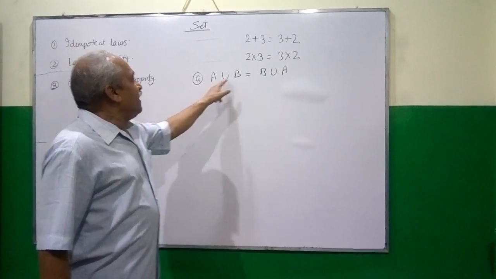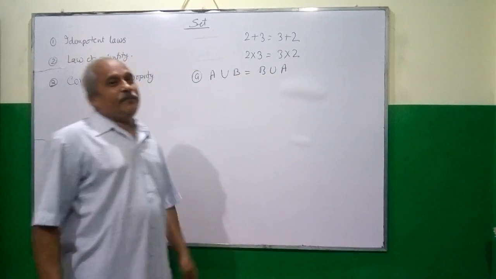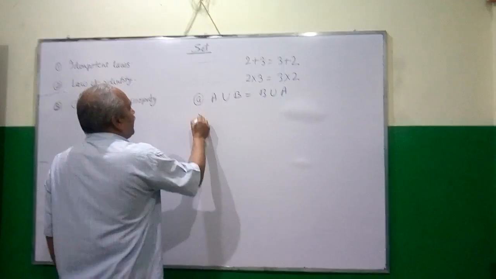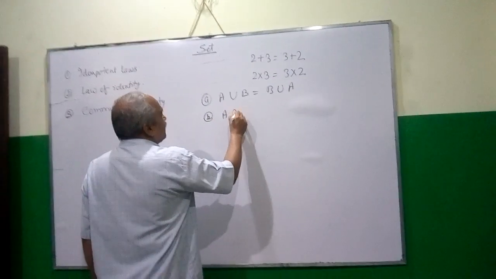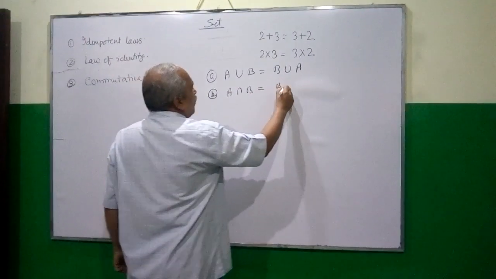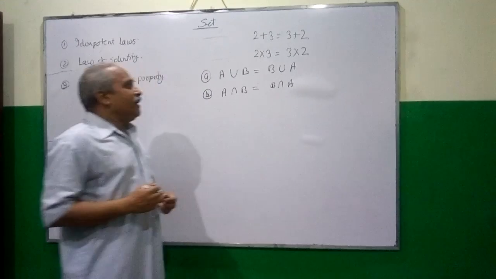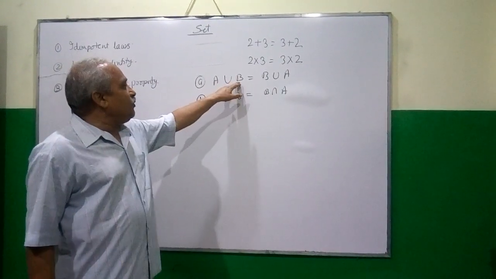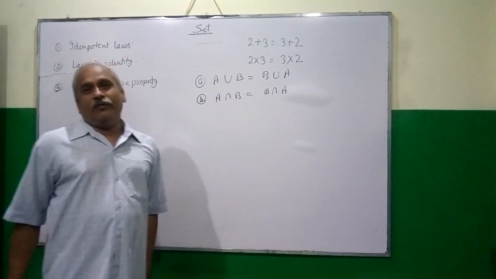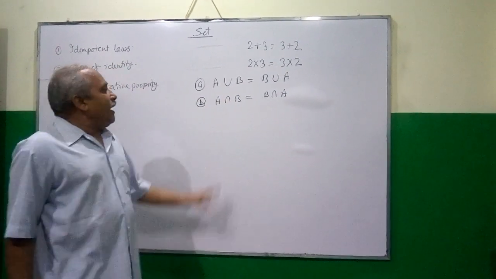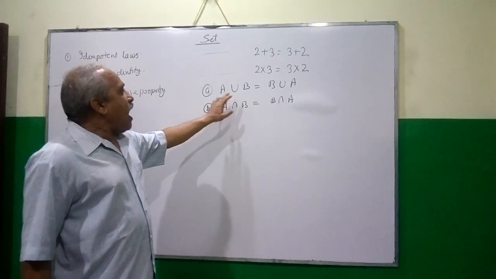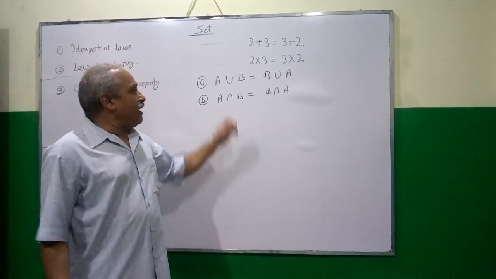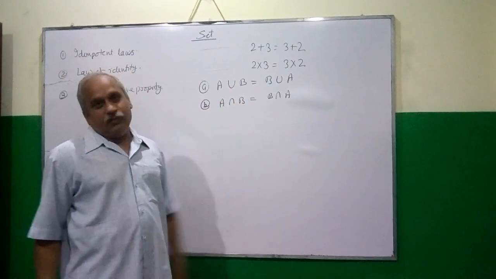Similarly, you can see here A union B equal to B union A. The same rule can be applied for intersection: A intersection B equal to B intersection A. It is the commutative property of union, and the commutative property of intersection. Out of these two rules, I will prove one, and the next one will be left for you.